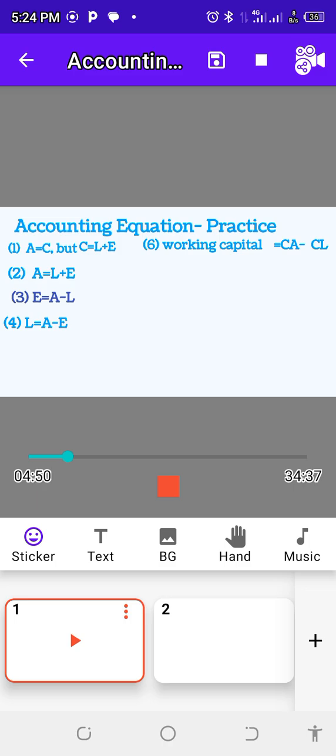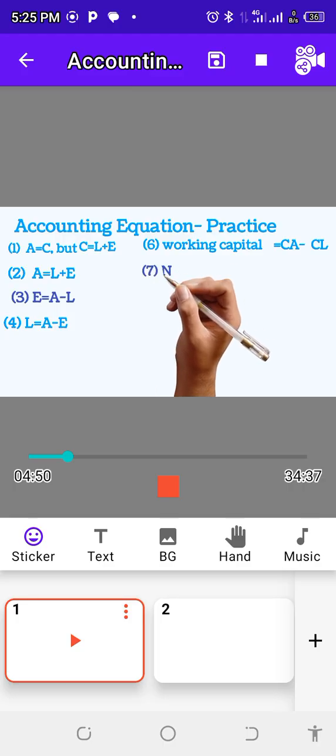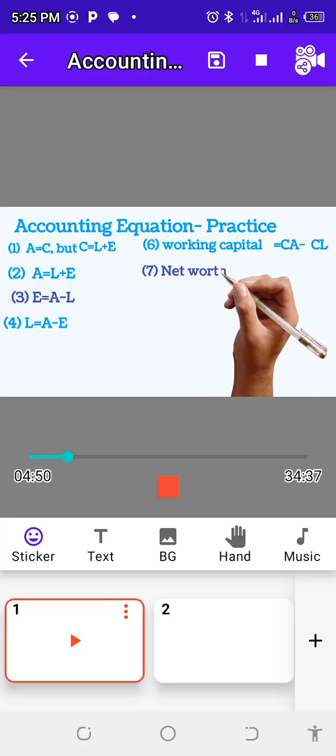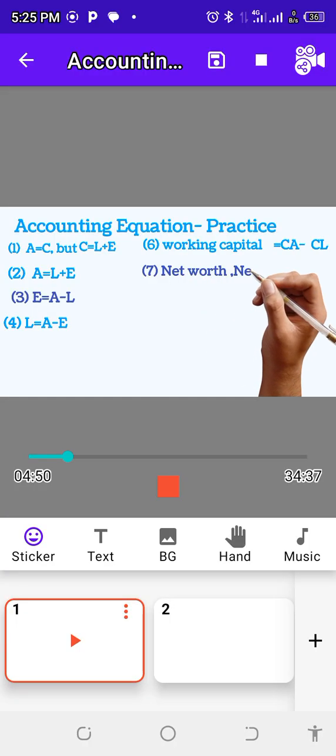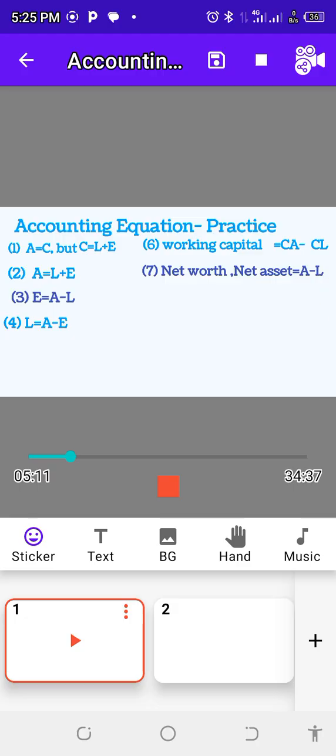You may also be asked to calculate the net worth. What is the net worth? The net worth is the same thing as the net assets, which also means equity. So when they ask you to calculate the net worth, know they're asking you to calculate the net assets, which is the equity. And the formula is asset minus liability, that is, total asset minus total liability.